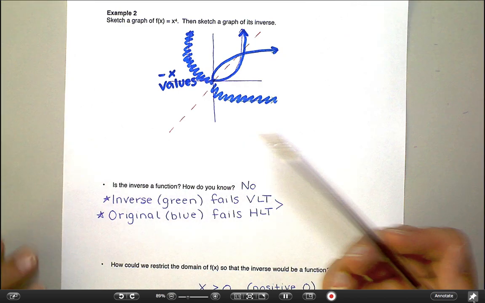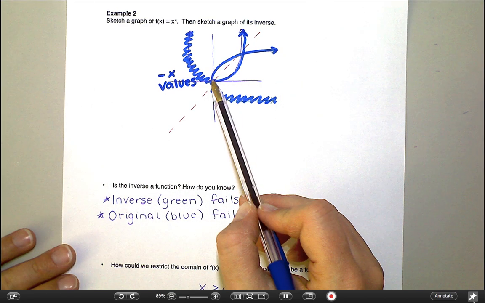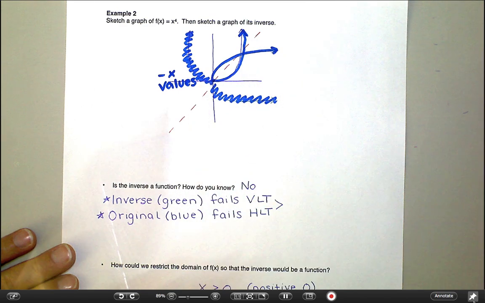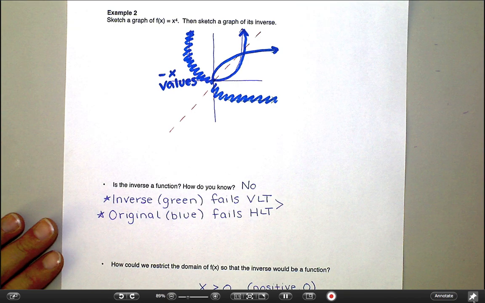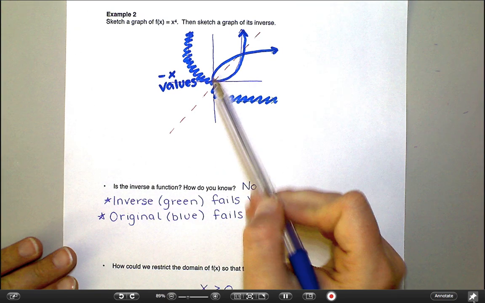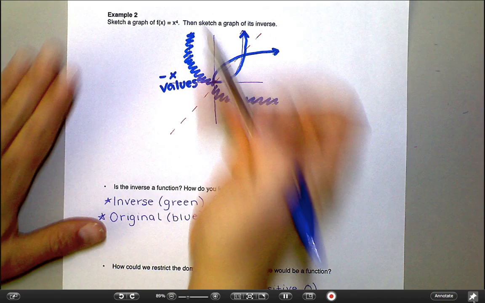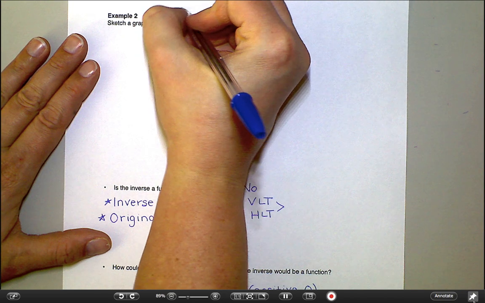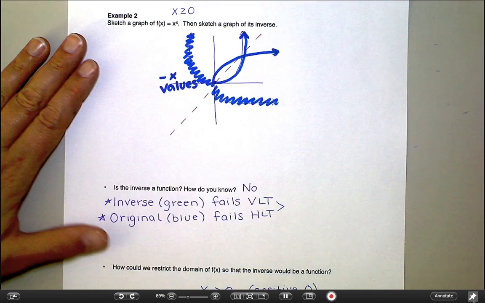And so sometimes we do that. Sometimes we say, you know what, we're working with this thing and its inverse, but the inverse isn't a function and that's going to cause us some problems. So as far as our original graph goes, we're going to restrict it so that we're only looking at numbers greater than or equal to 0.